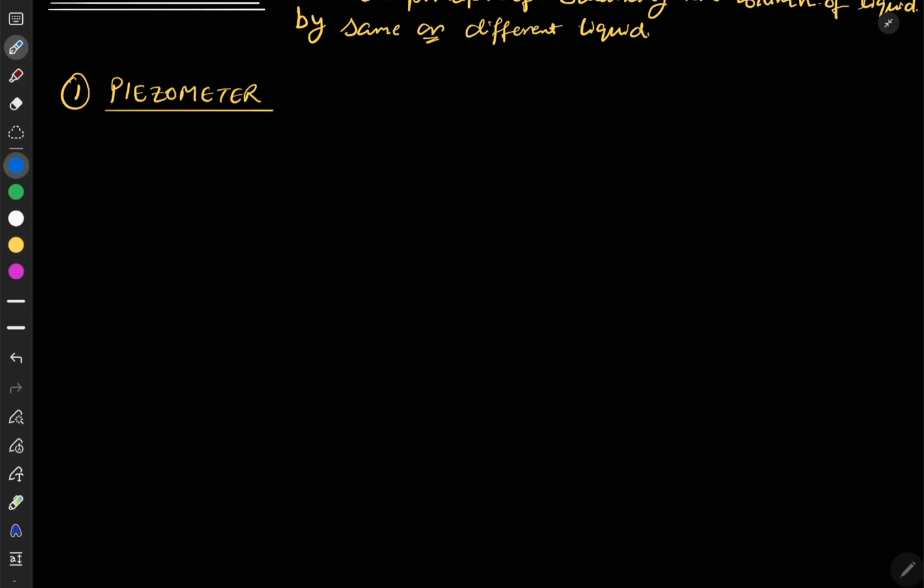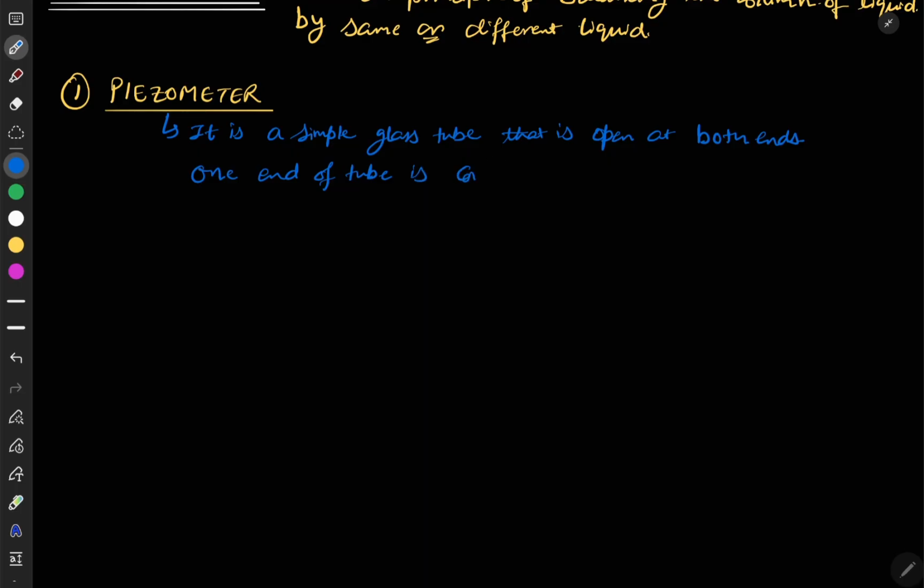So if I talk about piezometer, so piezometer is basically your simple glass tube that is open at both ends. One end of the tube is connected to the pipeline, of course, where pressure is to be measured, or whose pressure is to be measured.